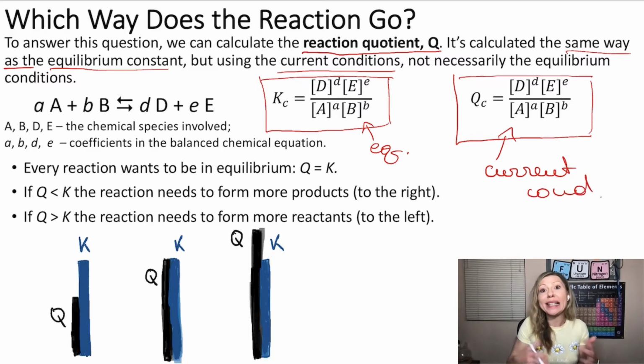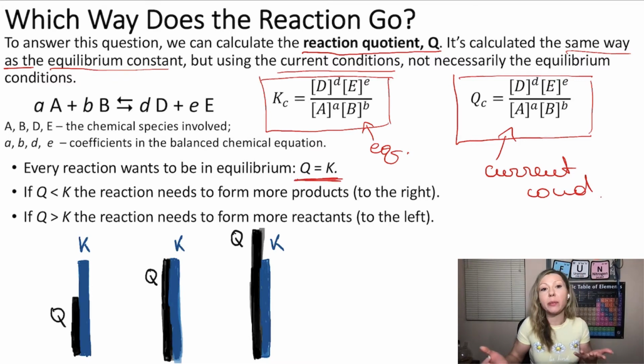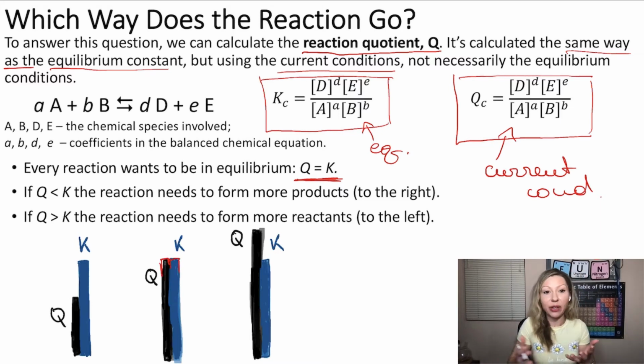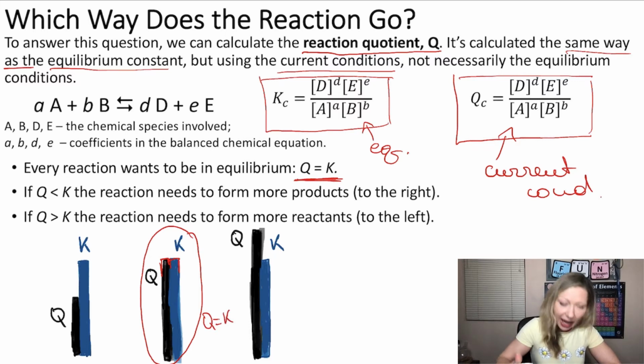Now, we know that in nature, everything wants to be in equilibrium. And because the reaction quotient is calculated the same way as the equilibrium constant, when these two values are equal to each other, we will be in equilibrium. So in this figure, if the reaction quotient is the same as the equilibrium constant, just like here in the middle, we are going to be in equilibrium.